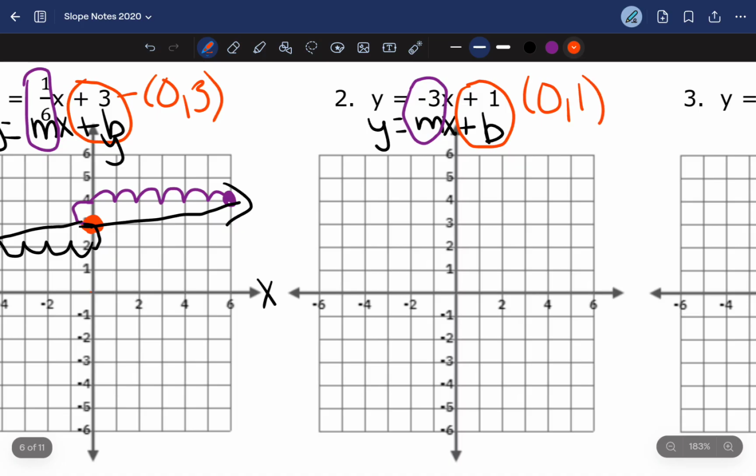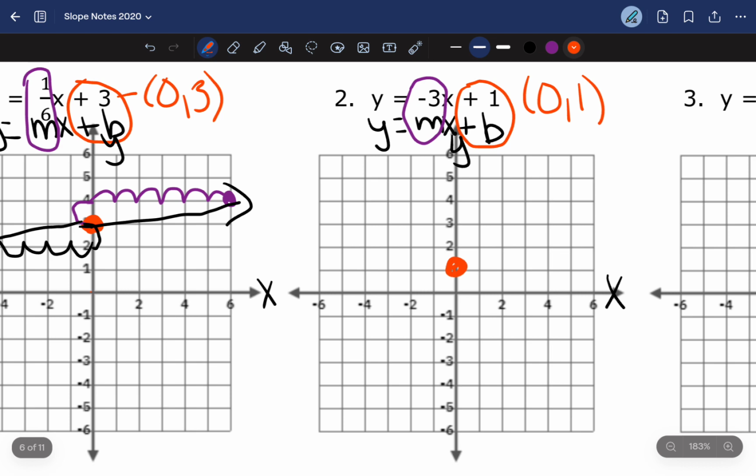So I'm going to label my x and y axis, so x is the one that goes left to right, and then y is the one that goes up and down. Okay, so that 0 means I'm not going left or right any on the x-axis, but I will go from the origin up 1 unit to 0, 1.